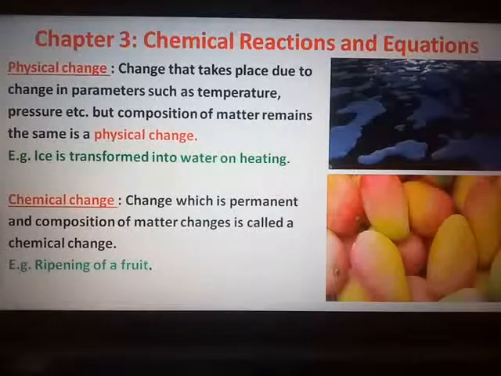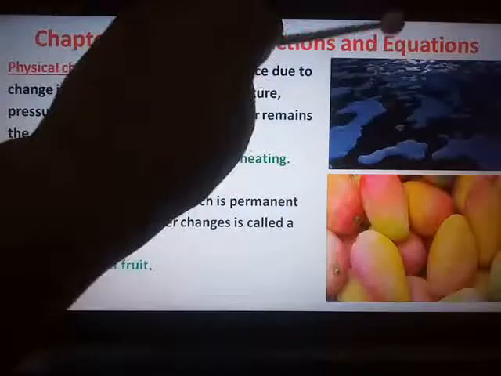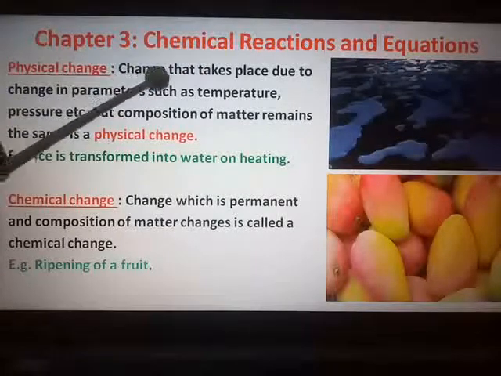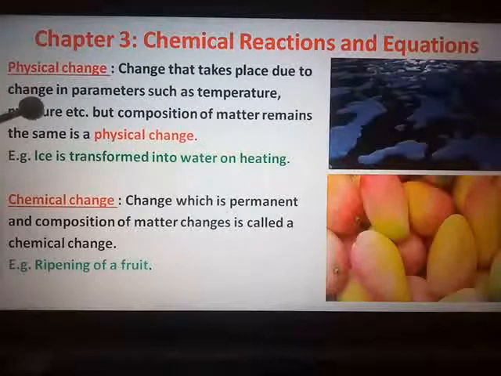What do we mean by a chemical reaction? What do you mean by an equation? The difference between both of them, that we are going to understand. Before we move towards the chemical reaction, two small concepts we have to understand. One is the physical change and the chemical change. What is a physical change? Change that takes place due to the change in parameters such as temperature, pressure, etc.